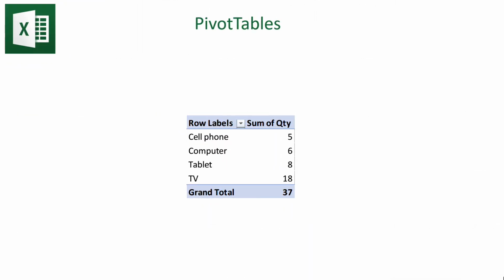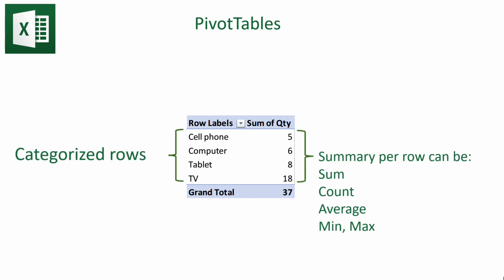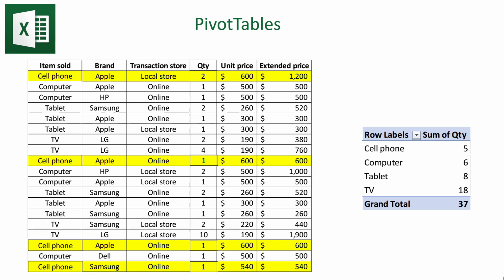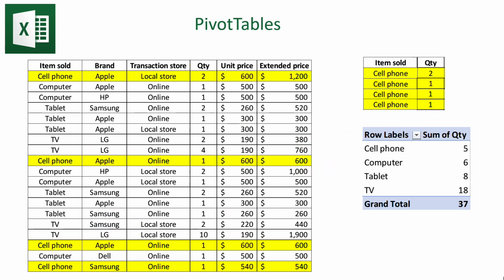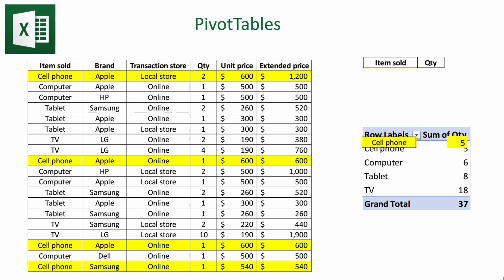The most basic pivot table will have categorized rows or columns and a summary of each of those categories based on a field value. The summary can be a sum, count, average, and other metrics. In this example, the categorized rows come from the field item sold, and the summary is the sum of the field quantity for each of those categories. The pivot table searches for unique items and their related data and groups them together. Then the field used for the values is added together to create the summary and create the new table.